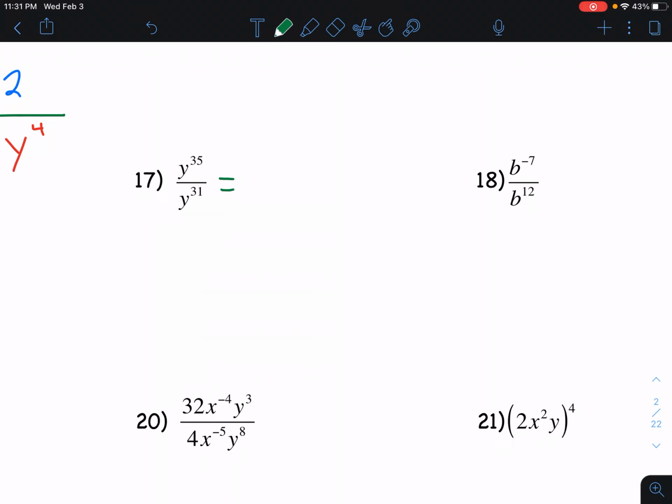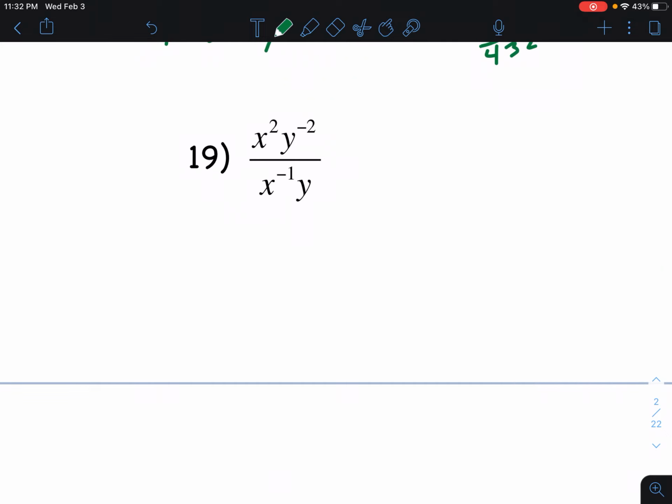So we have y divided by y. Remember that we are actually supposed to subtract their exponents. So this would be y to the power of 34. And there is no fraction needed. Technically, that would be divided by 1, but you wouldn't put that. If there's bigger numbers on the top, there would be nothing left at the bottom.